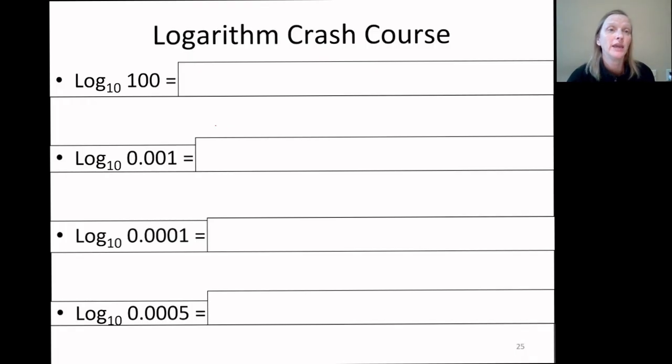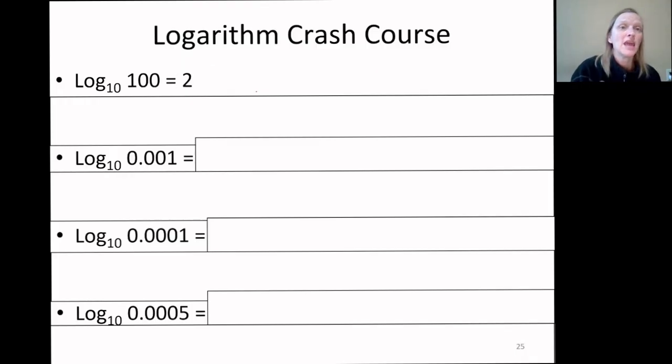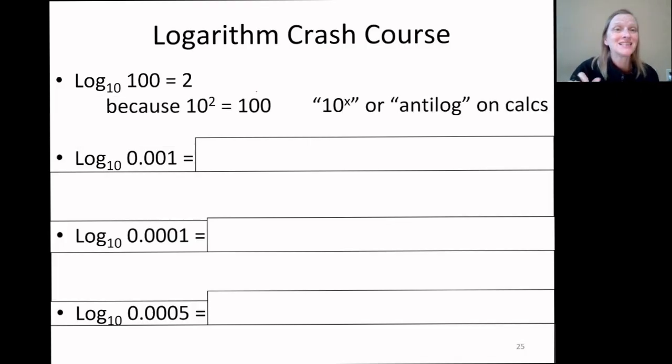So I have just kind of an overview of how to understand what logarithms are doing and kind of which buttons to push on your calculator. To take the log of the number 100, the answer is 2. Why is the answer 2? Because 10 raised to the second power equals 100. That's what a logarithm is doing. It's taking an exponent into account.